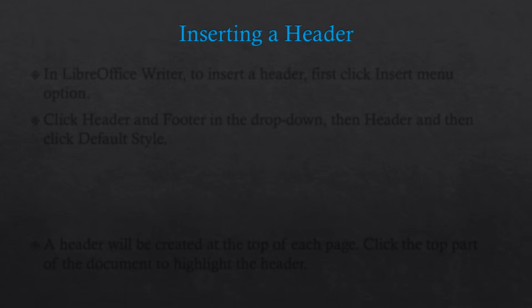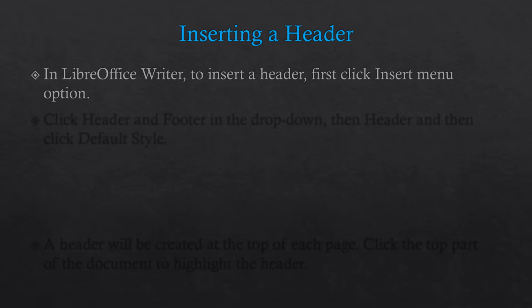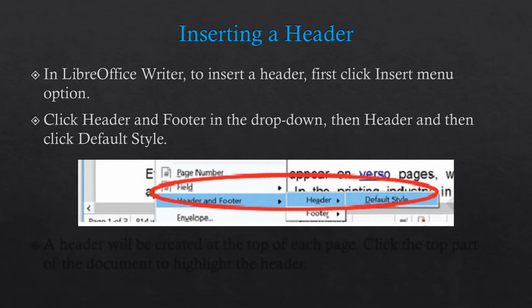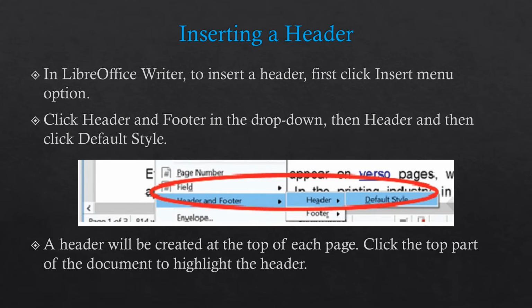In LibreOffice Writer, to insert a header, you have to click on the Insert menu option. Then in the drop down, click on Header and Footer. Then select Header and click Default Style. This will create the header at the top of each page. If you want to edit the header, then you have to click the top part of the document.